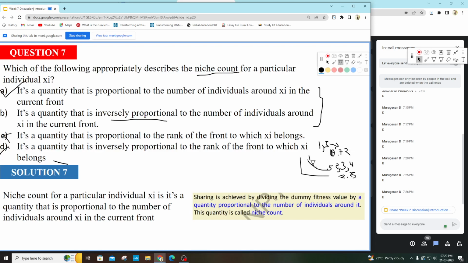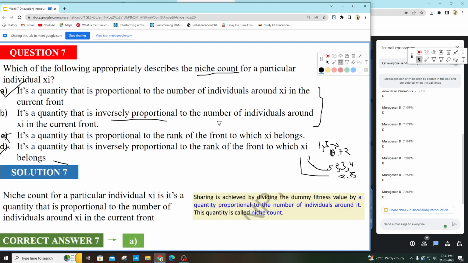And 2, 3 and 4 were closely crowded, surrounded by more individuals. That is why the niche count of 2, 3, 4 was more. So this is the right answer: its quantity is proportional to the number of individuals of xi in the current front. So A is the correct answer.